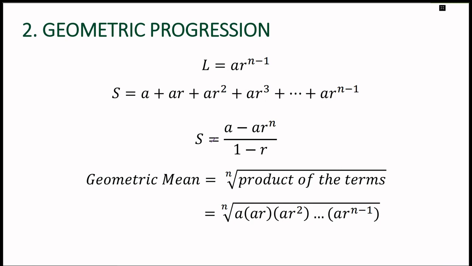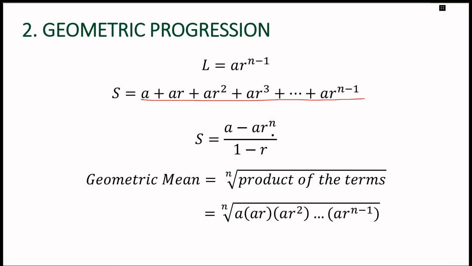If we simplify this, instead of writing all this stuff here, we can just write a times 1 minus r to the power of n, divided by 1 minus r. We simplified it through algebraic manipulation, so we came up with this formula here.